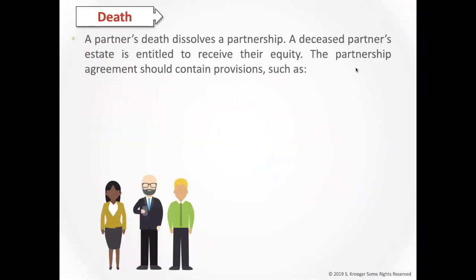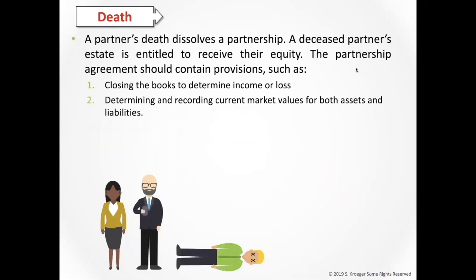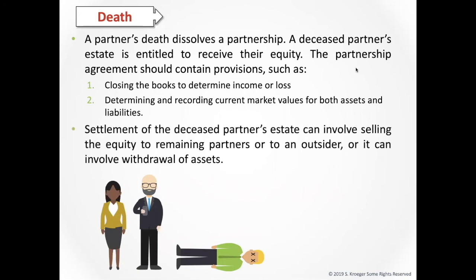Death of a partner. If this happens, a partner's death will dissolve the partnership. The deceased partner's estate is entitled to receive any equity that they're due. So basically, anyone who's listed in the will gets their share of the assets for dissolving the company. The partnership agreement should contain all provisions as to what to do in case this happens. It can involve settling the deceased partner's estate by selling the equity to remaining partners or to an outsider, or it can involve withdrawing of assets. It really depends on what the partnership agreement states.